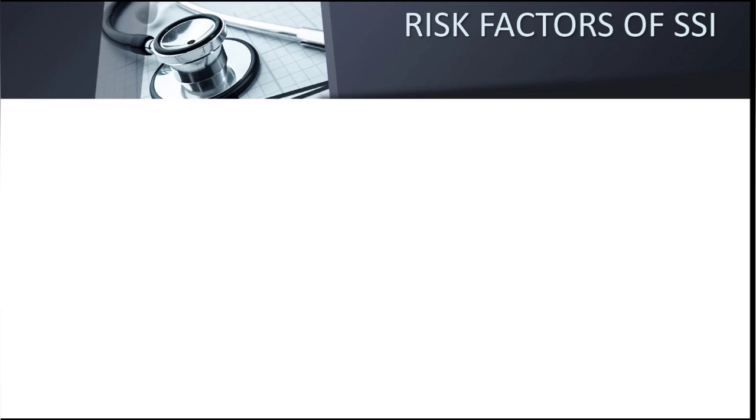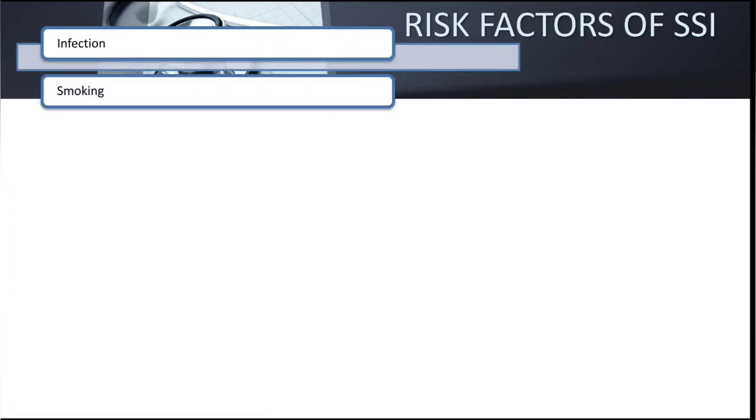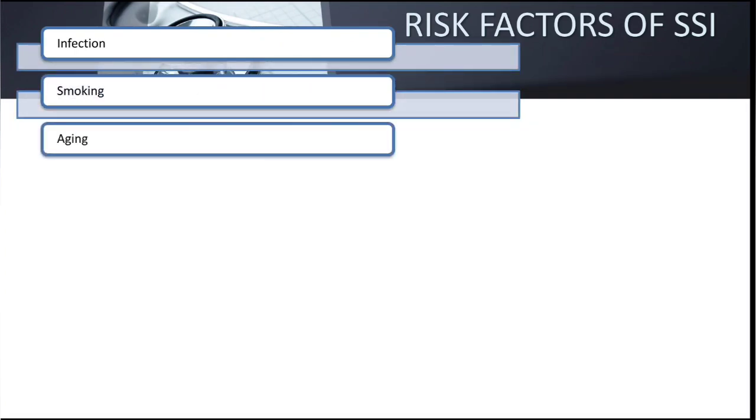Right, let's talk about the risk factors for surgical site infections. The first one is obviously infection. I talked about the degree of infection prior to an operation. So that's our number one. There is smoking, and aging, because increasing age means you are at risk due to poor healing, because as you age, the skin and other tissues also age, right?